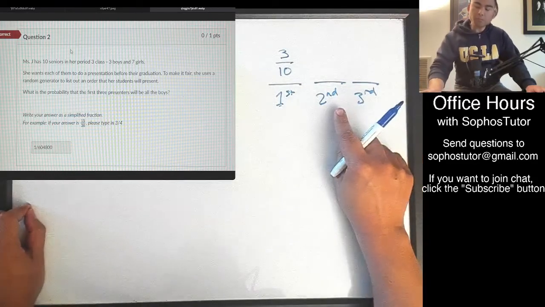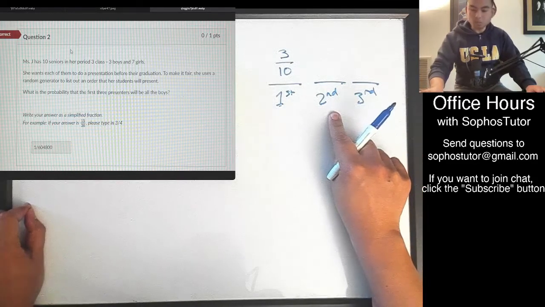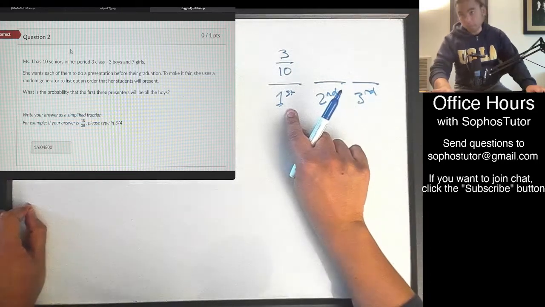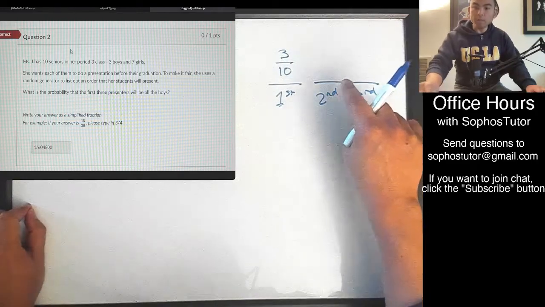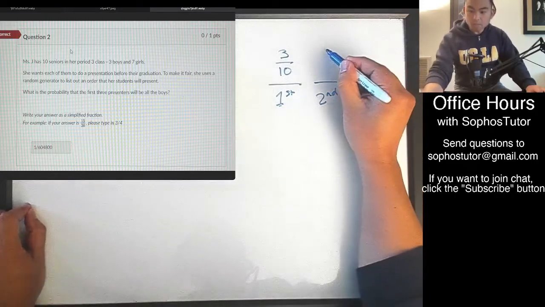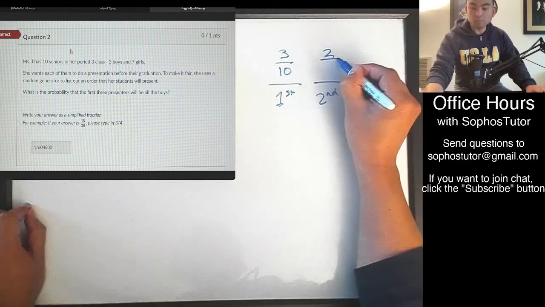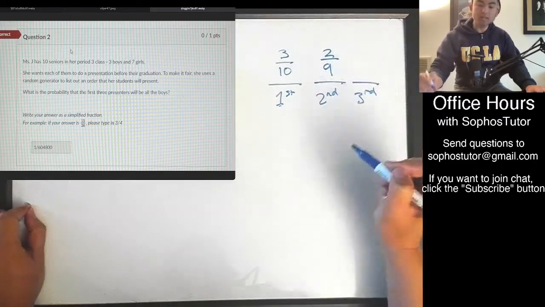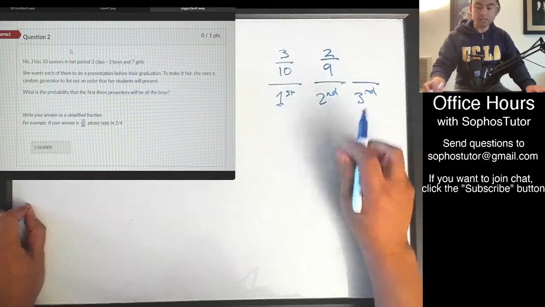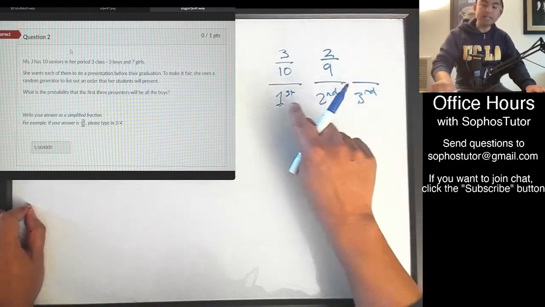Now, what is the probability that the second presenter will be a boy given that the first presenter is a boy? That "given" is important because that means we have 1 boy less to choose from. So we only have 2 boys to choose from out of 9 seniors. Remember, we also have to take that boy out of the denominator. So you have a 2 out of 9 chance of the second presenter being a boy, given that the first presenter is a boy.